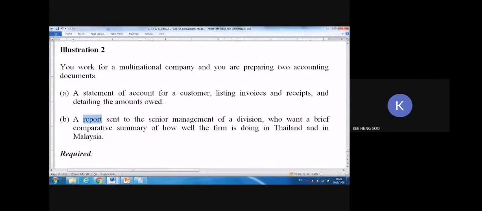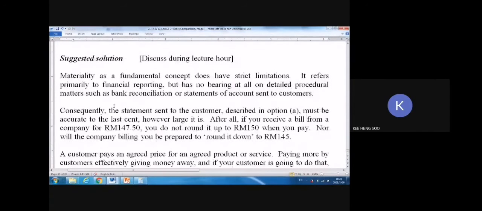But if I prepare the report, just a rough figure will do. The answer given here: materiality is a fundamental concept with strict limitation, primarily applying to financial reporting, but it has no bearing on detailed procedures. A statement sent to a customer must be accurate to the last cent. You cannot say about 150. If the bill is 147.5, you cannot say it's about 150, and you cannot round it down to 145. It must be exactly 147.50.